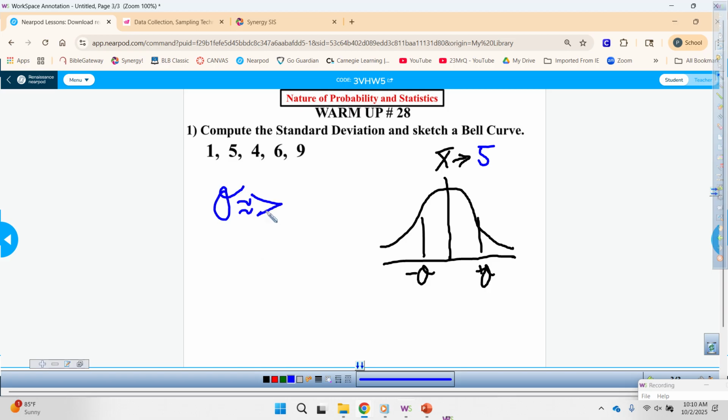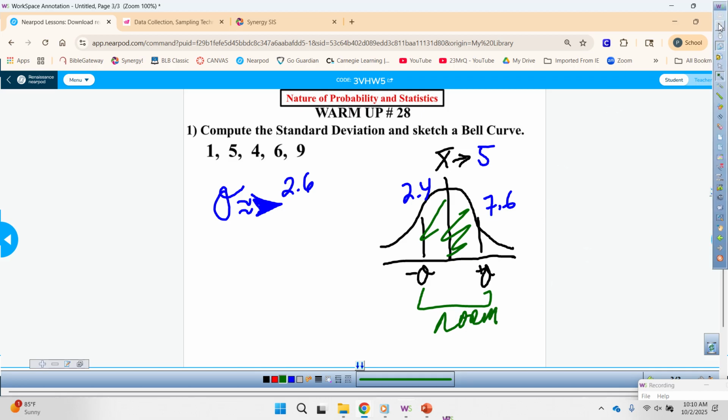Standard deviation, sigma, S. Let's go with Cain. Pass it to someone. Yes, please. 2.6. So that means we are at 7.6 on the up, 2.4 on the down. This is our norm. All right, hands if you got something like that. All right, thank you for sending that in.